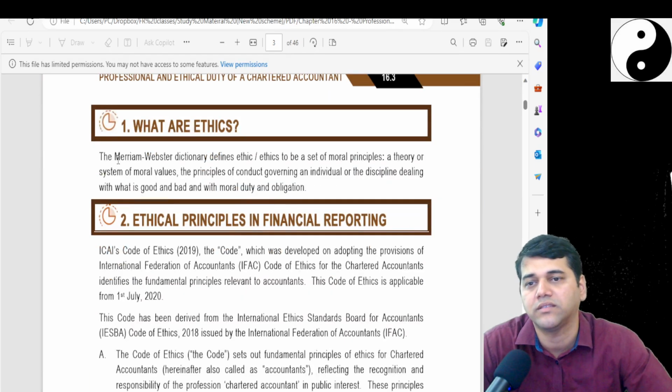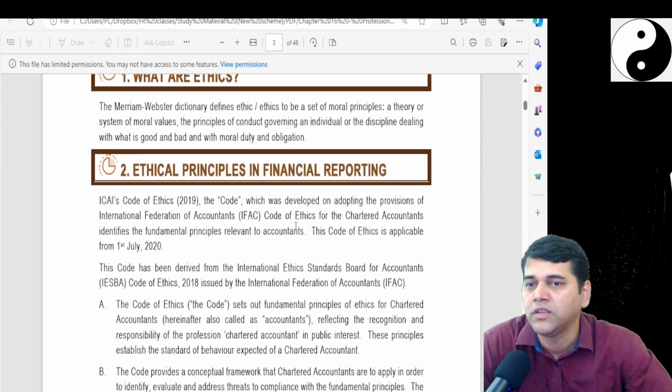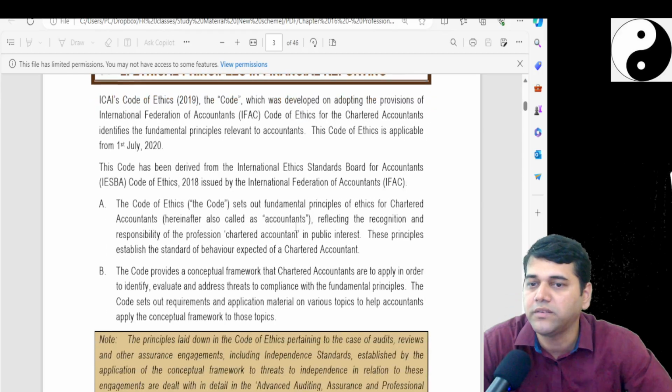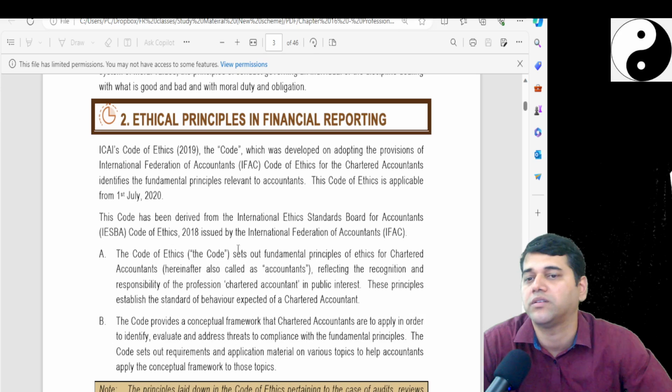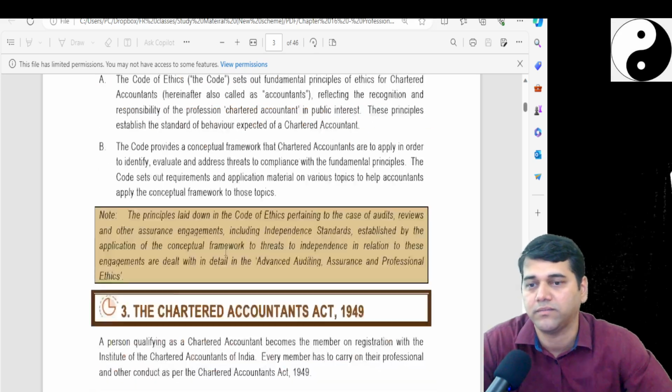What is ethics? Ethics is like same. You have to do the right thing. So ethical principles, you need to follow the ethical principles in financial accounting also, financial reporting. That's what the International Federation of Accountants has spoken. So you have to follow ethics.